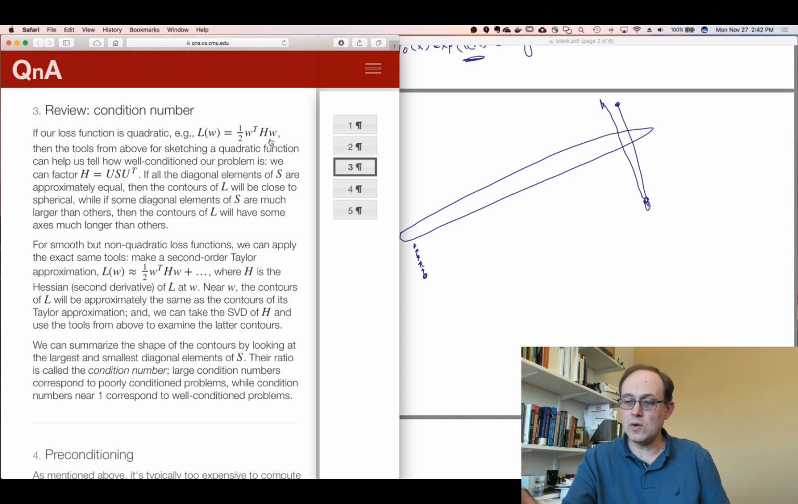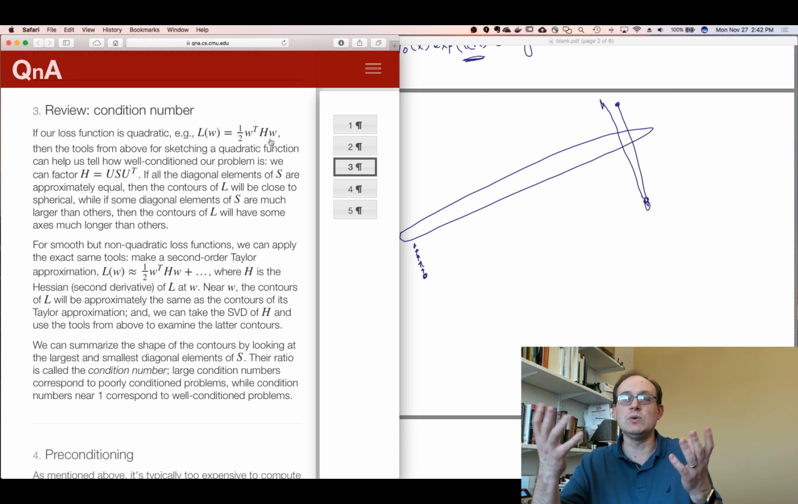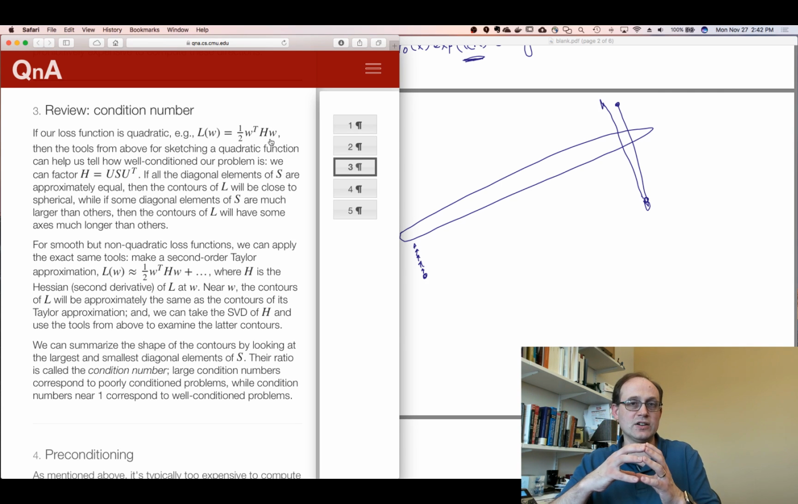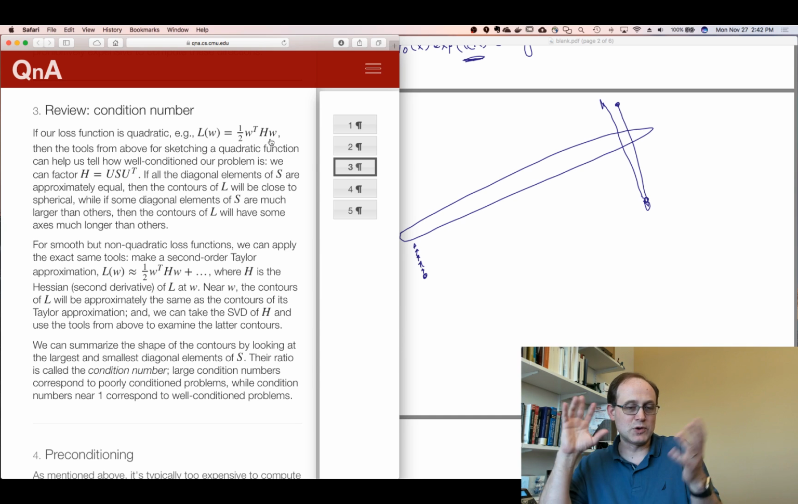All right, and so that's why I mentioned the tools for sketching a quadratic. We can use those tools to tell how well conditioned our problem is. So we factor H according to the singular value decomposition, call the factors U, S, U transpose. And if all of the diagonal elements of S are the same, our contours are exactly circular. And if they're all approximately the same, our contours are nearly circular, or in higher dimensions, hyperspherical, whatever you want to call it.